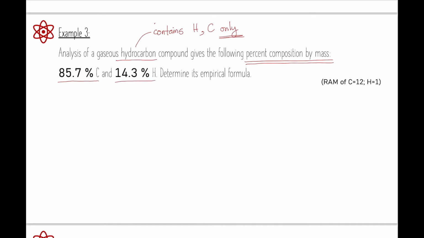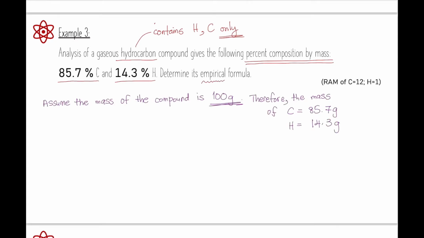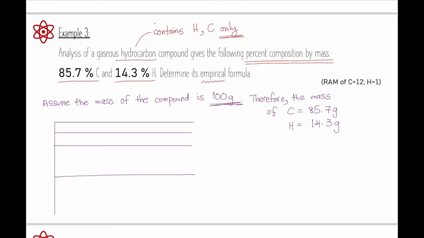Determine its empirical formula. Before we proceed, you need to assume that the mass of the compound in this question is 100 gram. Therefore, it is safe to say that carbon has the mass of 85.7 gram and hydrogen is 14.3 gram. Next, you can proceed to answer the question by constructing the table consisting of element, mass, mole, and ratio, and then fill all the data from the question accordingly.